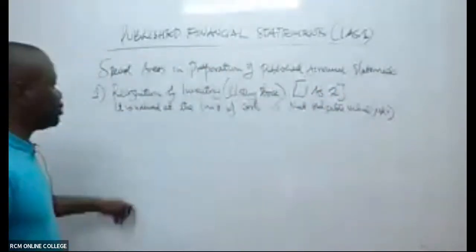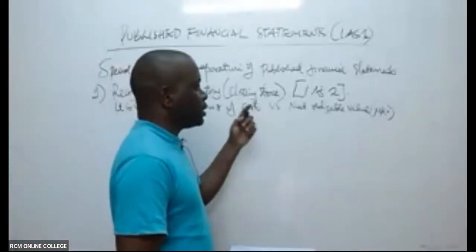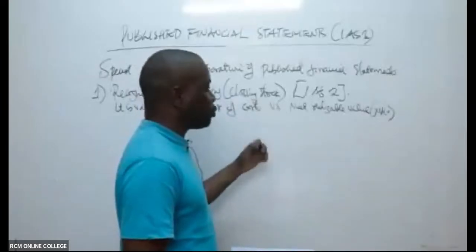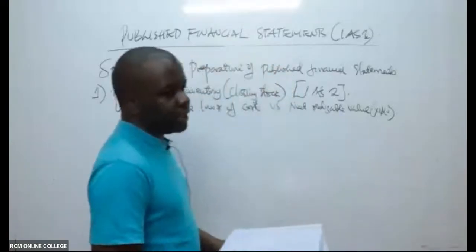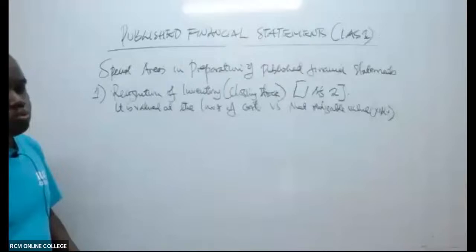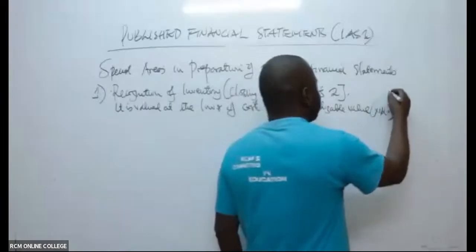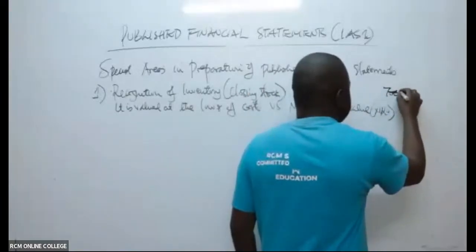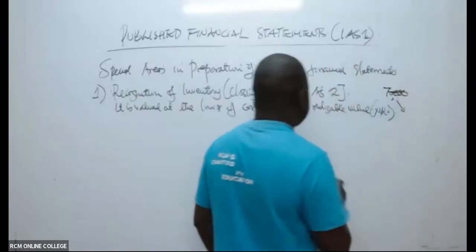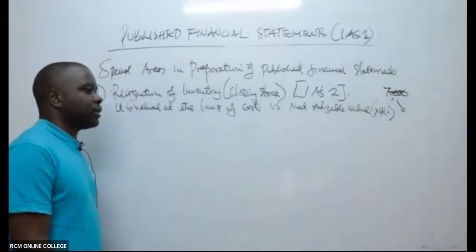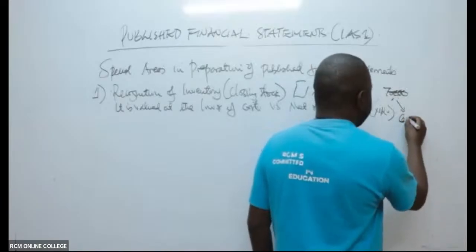Always, when you're valuing inventory, you compare the cost of acquiring that inventory with what you can realize as a value from that inventory, and you take the lower of the two. For example, if you acquired inventory at a cost of, let's say, 70,000, and the items you are selling can only realize 65,000.